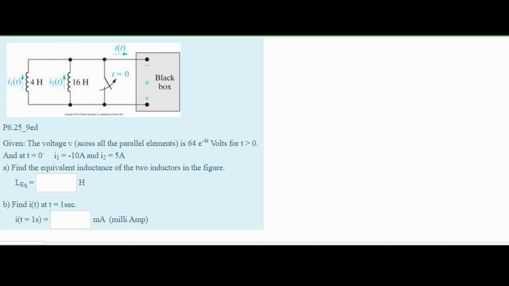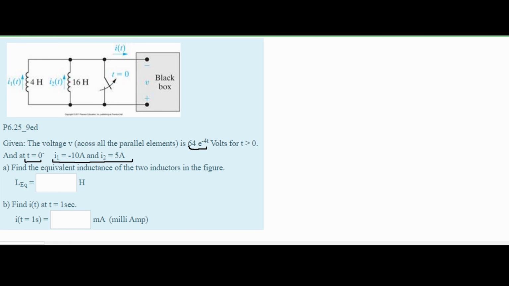In this circuit diagram, we need to find the equivalent inductance of the two inductors in the figure. We also need to find I of t when t is 1 second. We are told that when t is equal to 0, we have this I1 and I2 here. We also have a voltage across all parallel elements, which is this, for when t is greater than 0.